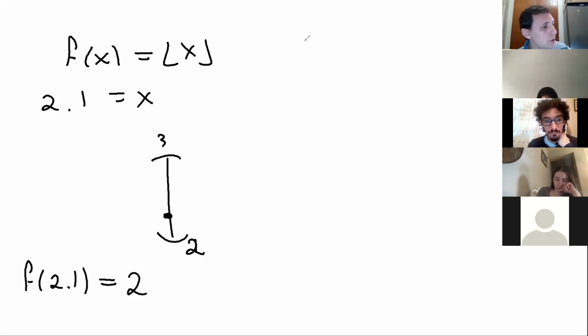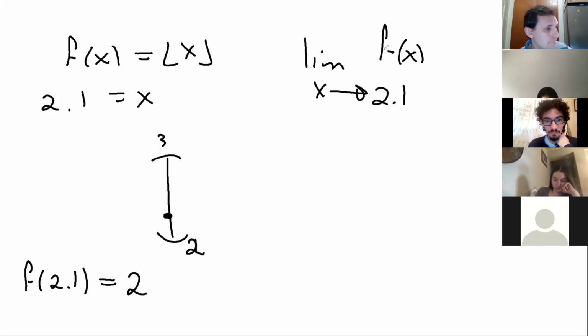Now, what is going to be the limit as x goes to 2.1 of f of x? What's the limit? The limit means I plug into the function numbers that are extremely close to 2.1. You agree? If they're extremely close to 2.1, then they will be in this neighborhood of 2.1, maybe a little bit more, a little bit less. In this red region are numbers that are close to 2.1. All the numbers in this region will fall down to the number 2.